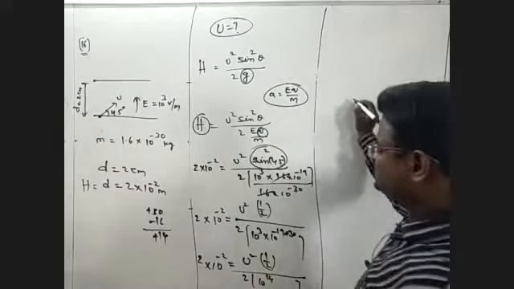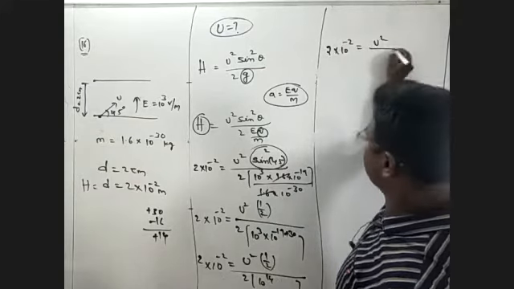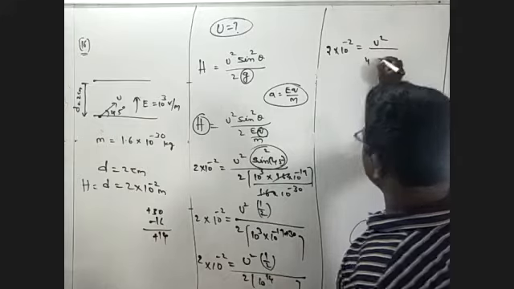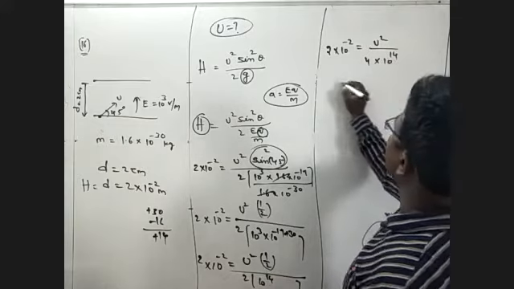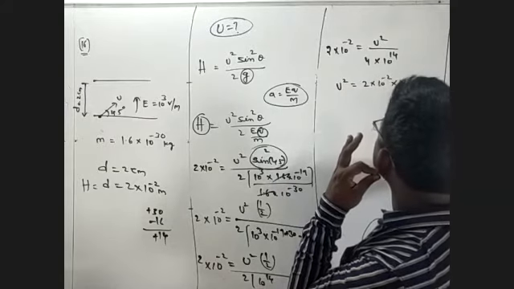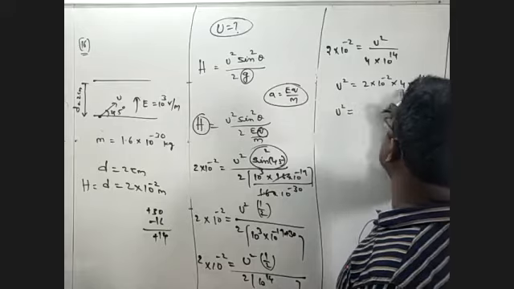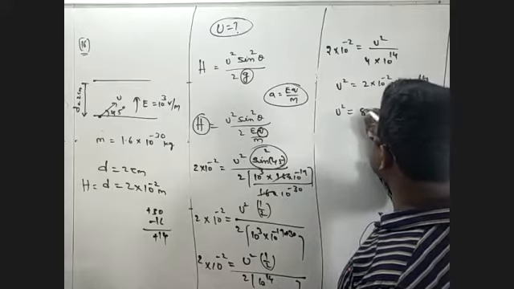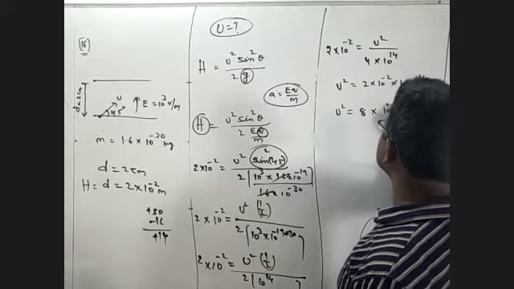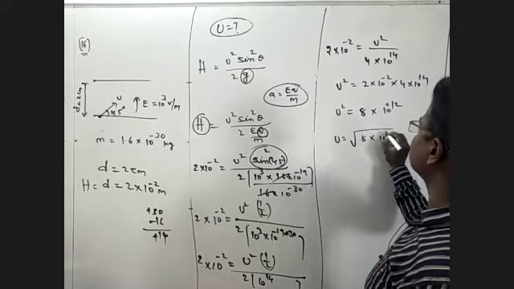So next, 2 into 10 power of minus 2 is equal to u square by 2 into 2, 4 into 10 power of 14. And u square is equal to 2 into 10 power of minus 4 into 10 to the power of 14. U square is equal to 2 into 2 into 4, that is 8 into 10 power of minus 2 plus 14, which is plus 12. So u square is 8 into 10 to the power of 12.